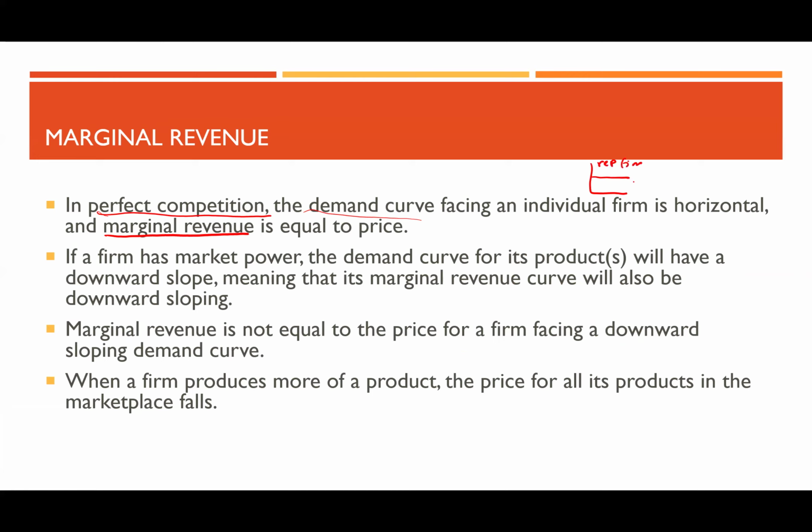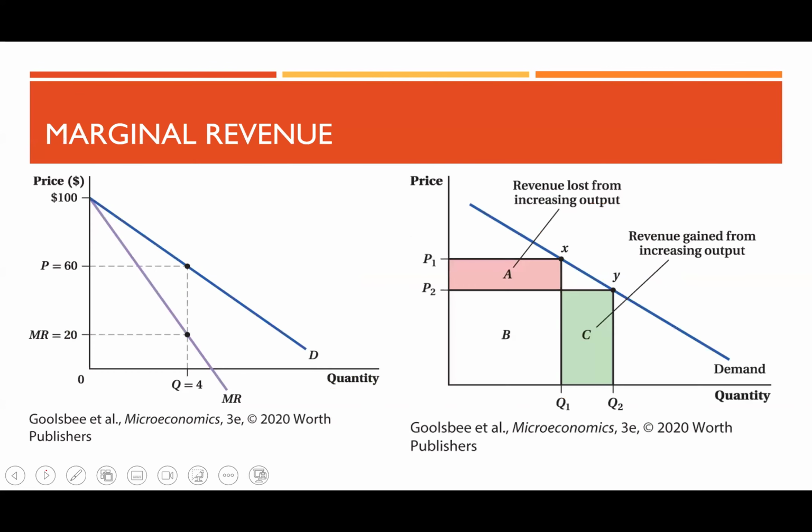we had that their demand curve equaled their marginal revenue, right? Now with our monopolist, we're going to see a distinct demand curve from their marginal revenue curve, right? And that marginal revenue curve is always going to be below that demand curve, okay? And the reason for this is that when a firm wants to produce more, the price for all of their products falls. So we'll look at some examples.